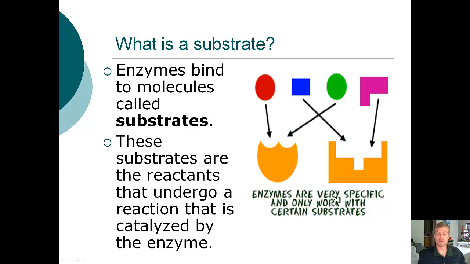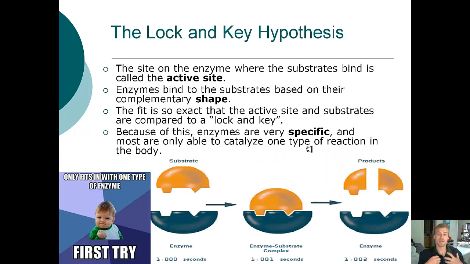And one of the key points is that enzymes are very specific and are only going to work with certain substrates. The reason they only work with certain substrates is because of the shape of the enzyme and the shape of the substrate. So we call this the lock and key theory, or hypothesis.